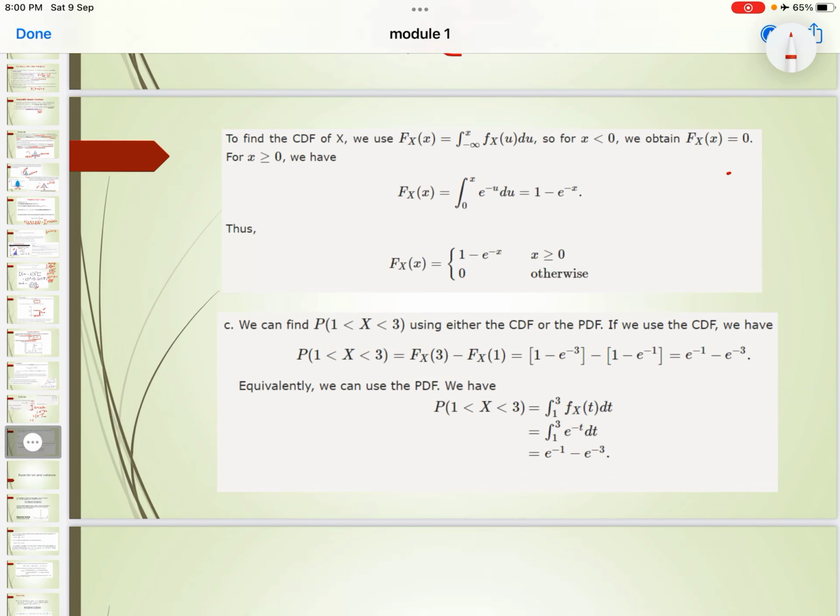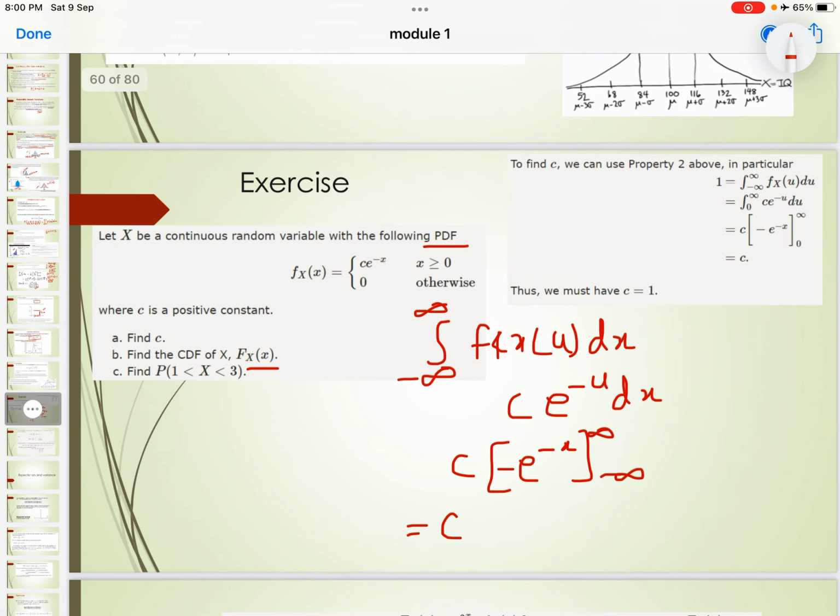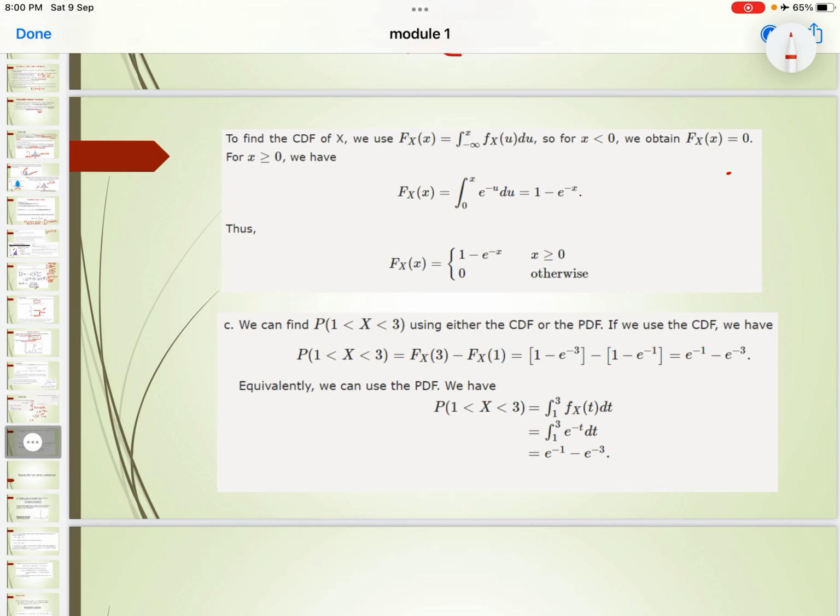Next is to find the CDF of x. So find CDF of x. For finding that, again integration 0 to x. Why? Because we have to find for x. So integration will be 0 to x, e raised to minus u du, which is 1 minus e raised to minus x. Thus, f of x, the whole x is this.